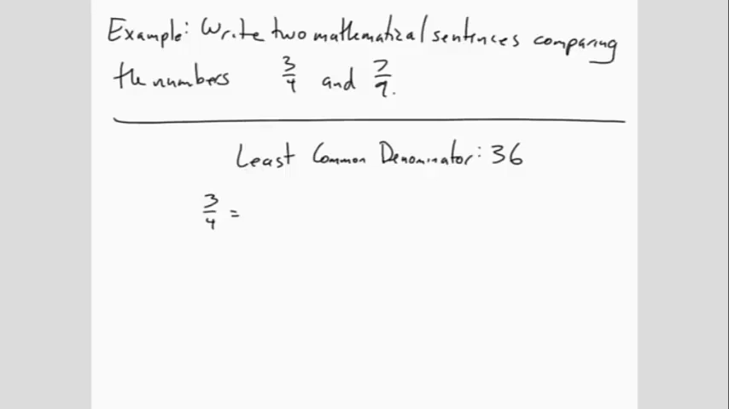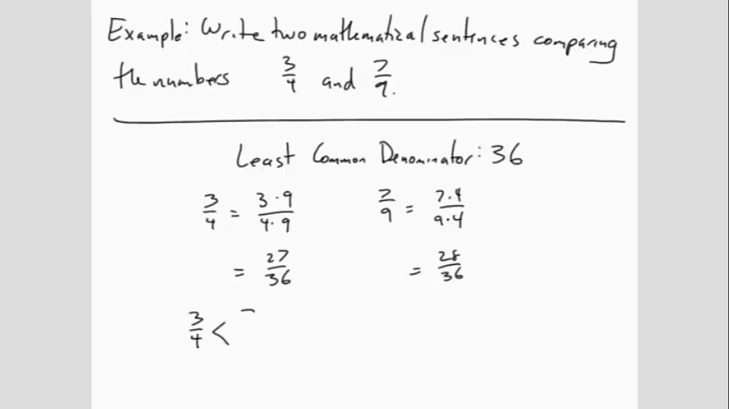For the fraction 3/4, we need to multiply top and bottom by 9 to get 27 over 36. And for the fraction 7/9, we need to multiply top and bottom by 4, which gives 28/36. You should be able to recognize that 27/36 is to the left of 28/36, which means that 3/4 is to the left of 7/9. And if we turn this inequality around, we will get that 7/9 is to the right of 3/4.